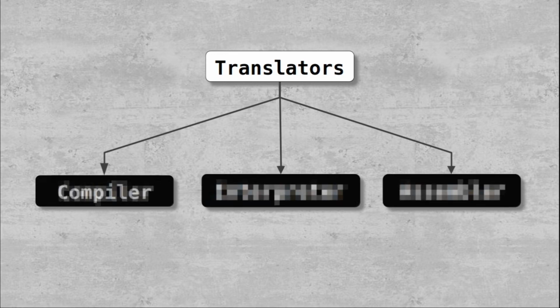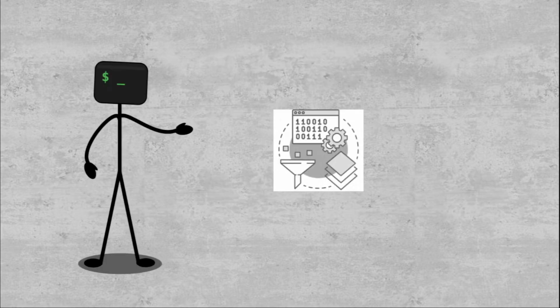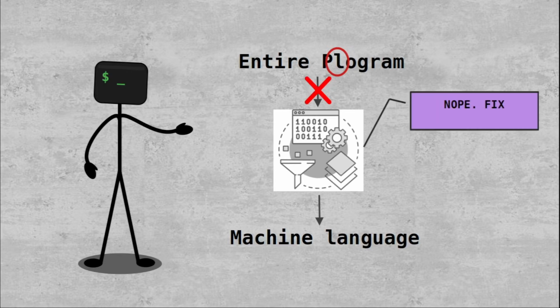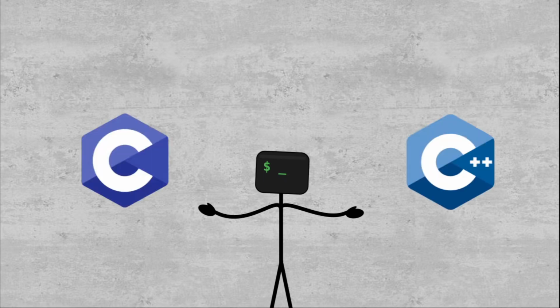First up, the compiler. A compiler takes your entire program and translates it into machine language all at once. If there's one mistake somewhere, the compiler says, "Nope, fix everything first." Languages like C, C++, and Java use compilers.